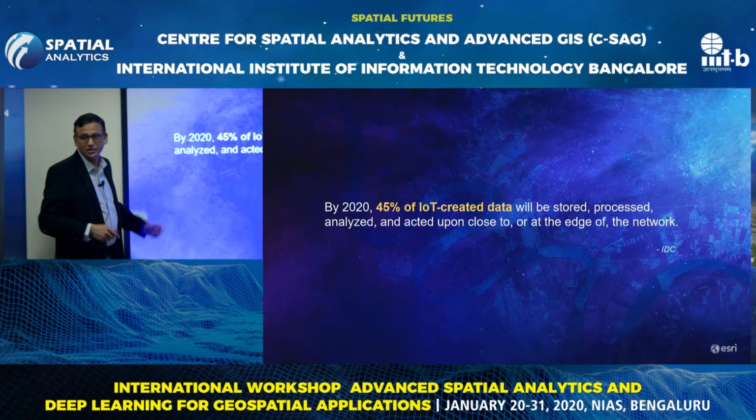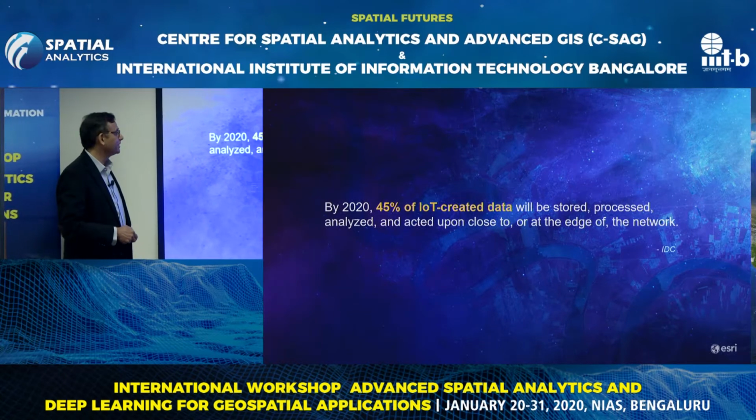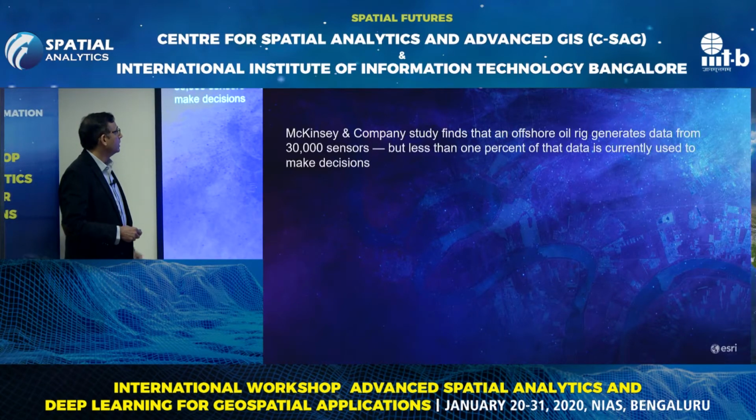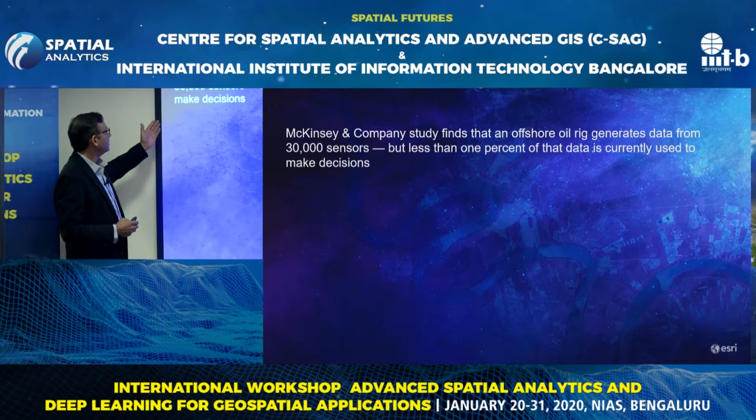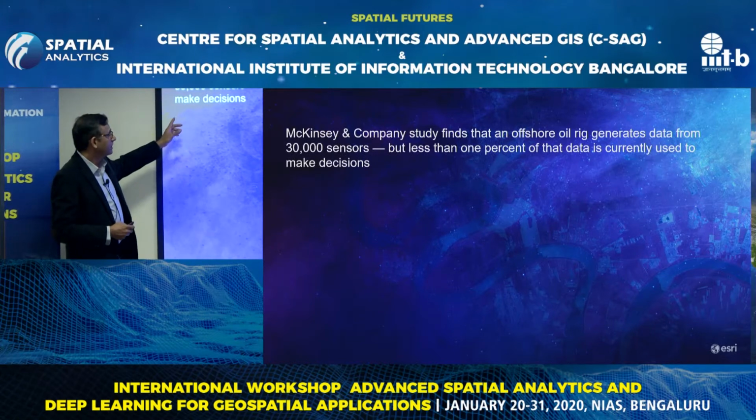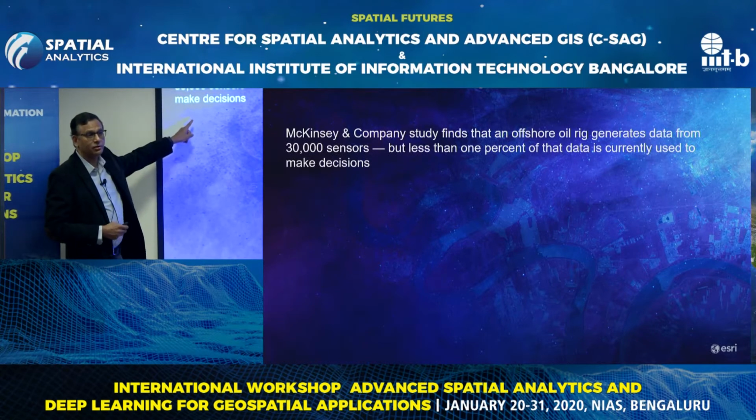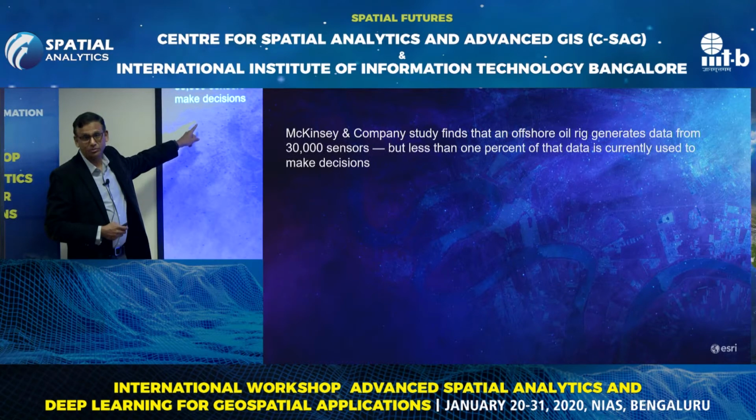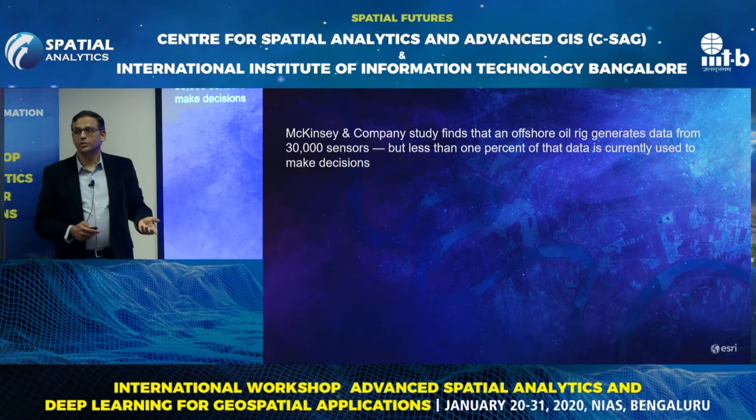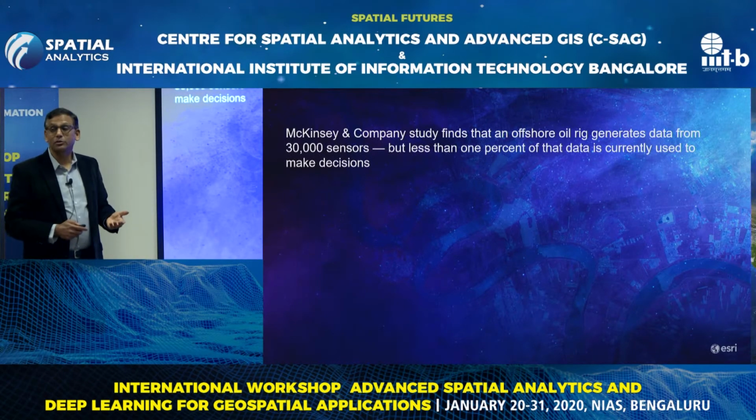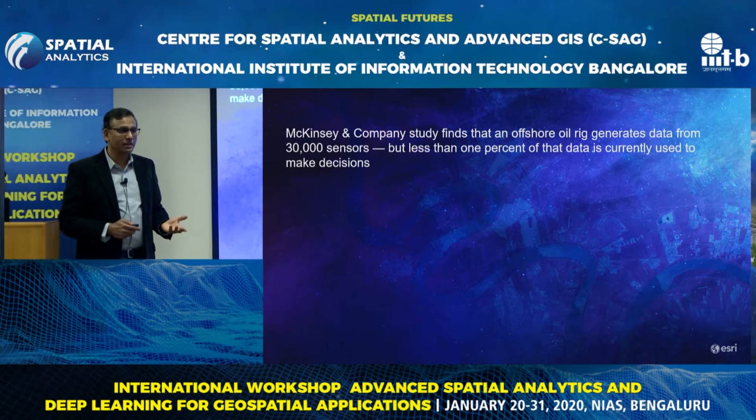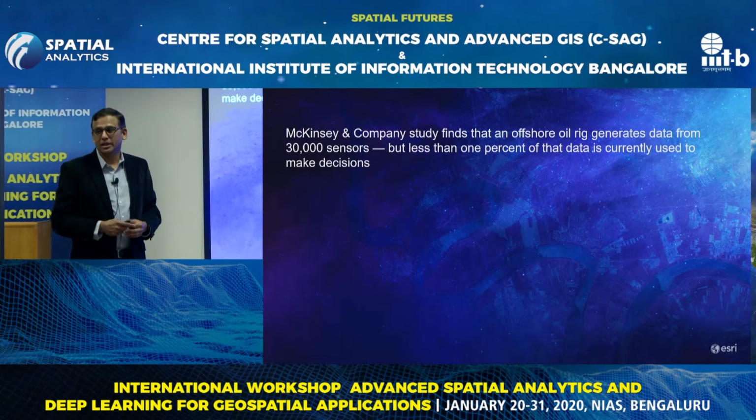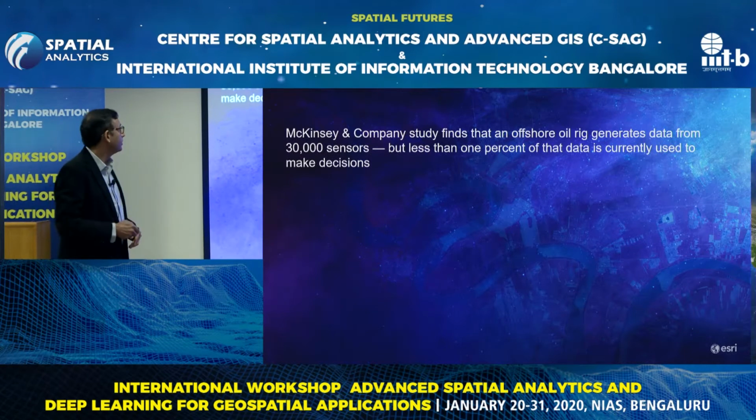Yeah, so this is just a little more of the same point, re-emphasizing. This is basically a study that found that if you had 30,000 sensors in an oil rig, less than 1% of the data is currently used to make decisions. Okay, less than 1%. So that's significant. Why were these sensors ordered that could generate this much data, and then you finally don't use it? It's not efficient. It's not useful.